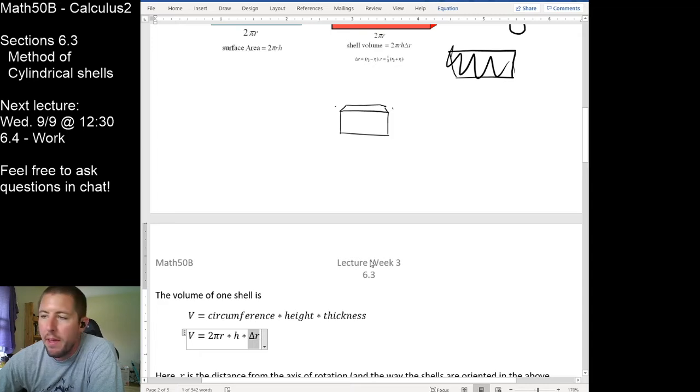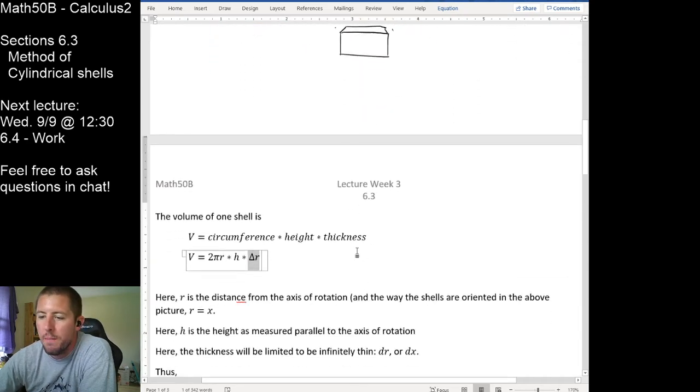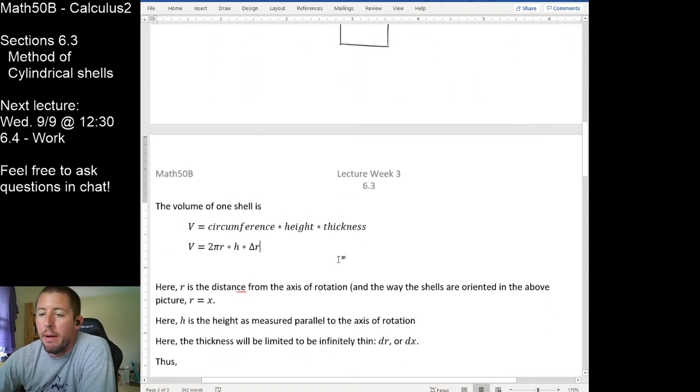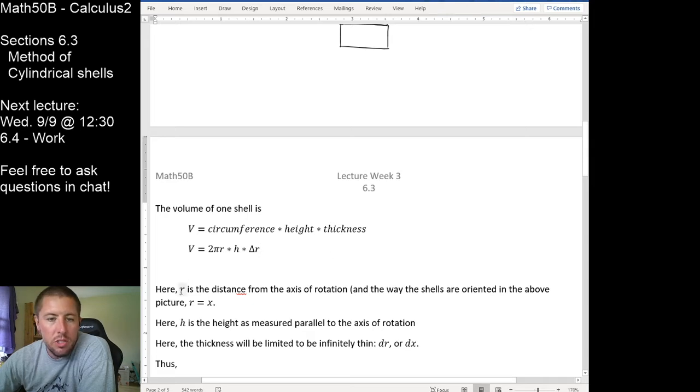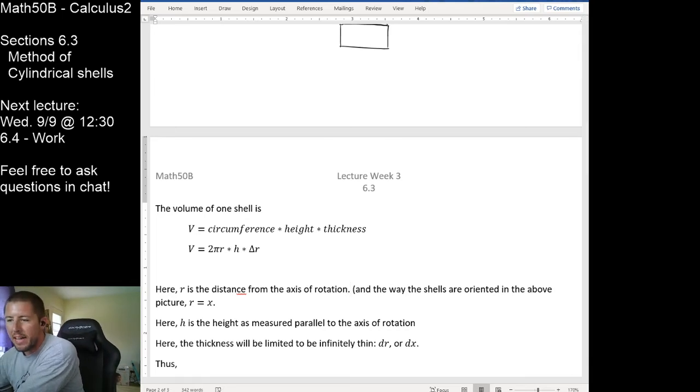In my diagram up there, since this technically is a 3D object, this isn't quite a Riemann object yet. We have to make it infinitely thin. This technically does have a little bit of thickness, and so we call that the change in radius right there, delta r. So let's talk about a couple of these. In this description right here, r is the distance from the axis of rotation.